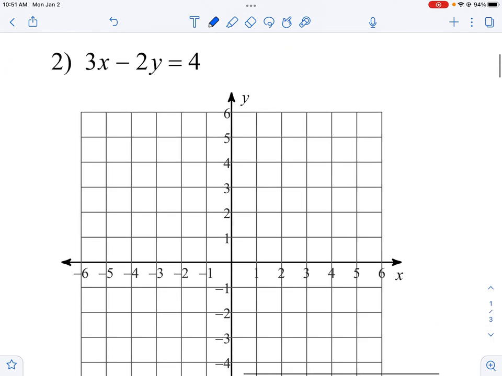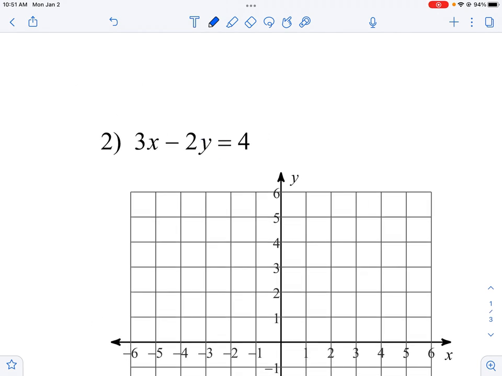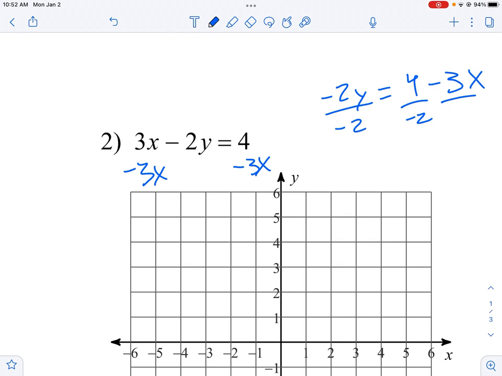Okay, let's look at number 2. This one, again, is not solved for y. We got to get this guy all by itself. So subtract the x part off. Subtract 3x, subtract 3x. Make sure you remember it still had the subtract 2y, so it's negative 2y. So now I got this 4 minus 3x on the right side. I'm going to divide everything by the number in front of y, and make sure you divide everything by that. 4 divided by negative 2 is going to be a negative 2. Easy peasy. But negative 3 divided by negative 2, that does not go evenly.